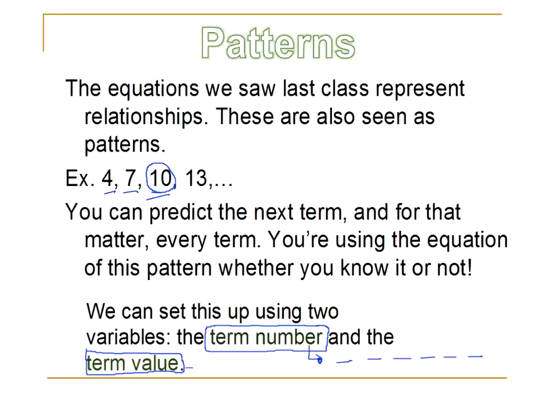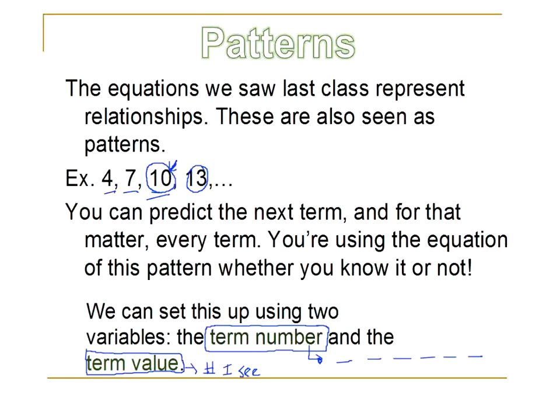Whereas the value, this is the number that I see. So the value of the third place is 10. The value that's in the fourth place is 13. So when the term number is 4, the term value is 13. And so this always comes down to whether I'm talking about how many blanks or spaces are in this pattern, or what numbers I see in the pattern. The numbers I see are the term values.